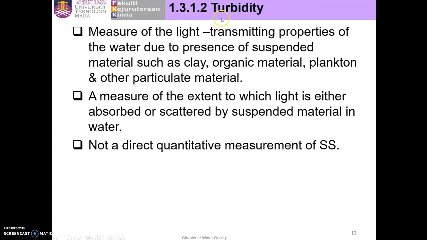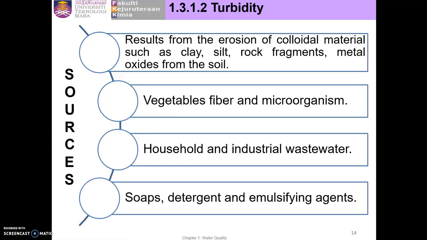Okay, number 2 is the turbidity. So turbidity is the measure of the light transmitting properties. So turbidity can be measured by the extent to which the light is either absorbed ataupun scattered. So kalau kita pancarkan light, if the water is high turbidity, so less light akan appear on the other side. Okay, so maksudnya bacaan dia rendah. But if the water is clear, so more light can penetrate. Okay, so turbidity is not a direct quantitative measurement of suspended solid.